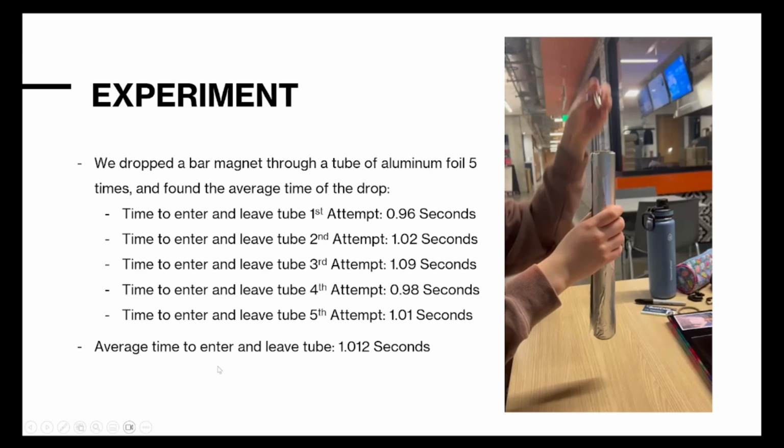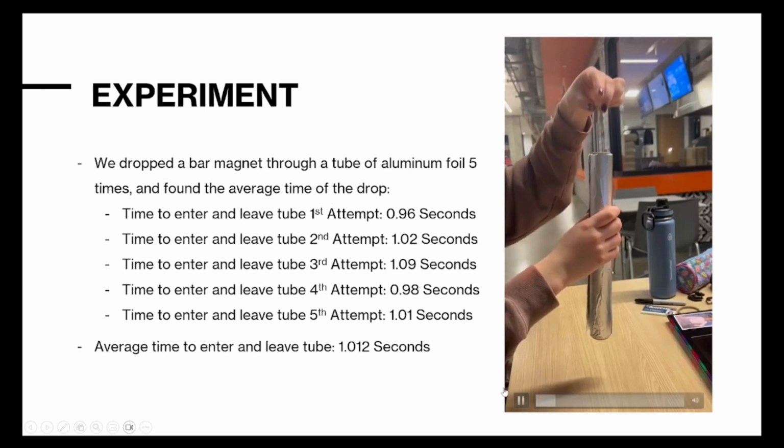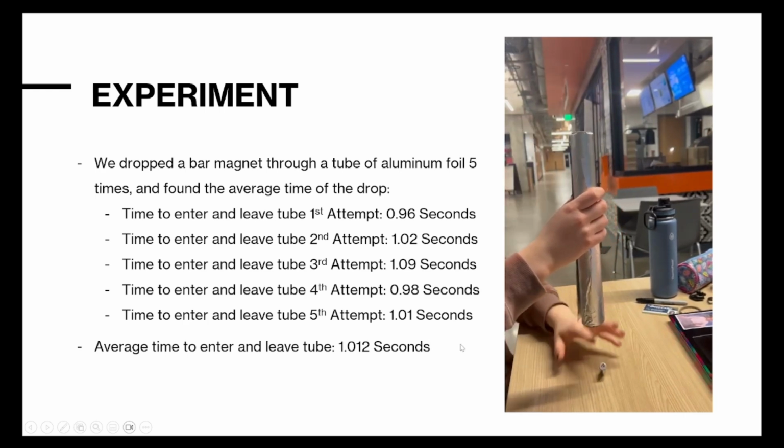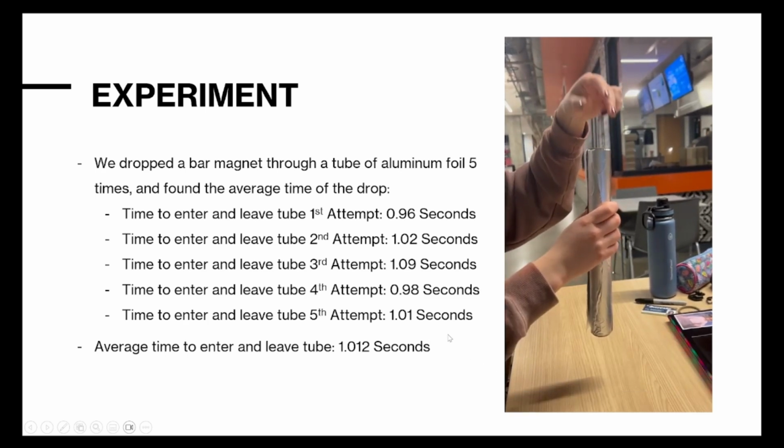So the experiment itself, we dropped a bar magnet through a tube of aluminum foil, of course. We did this 5 times and averaged the times. You can see those attempts and averages here. And here's the experiment itself. As you can see, that's the experiment there.